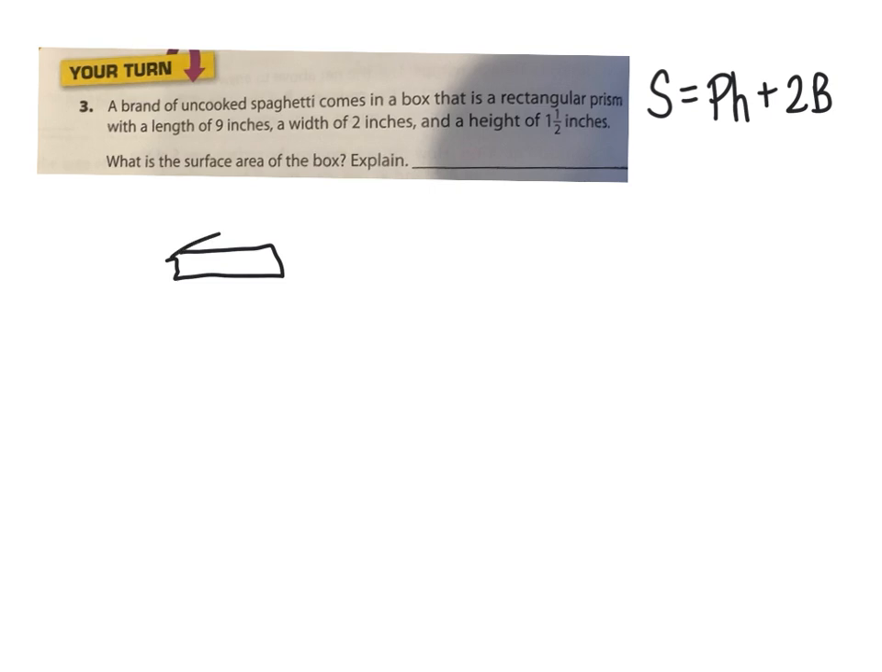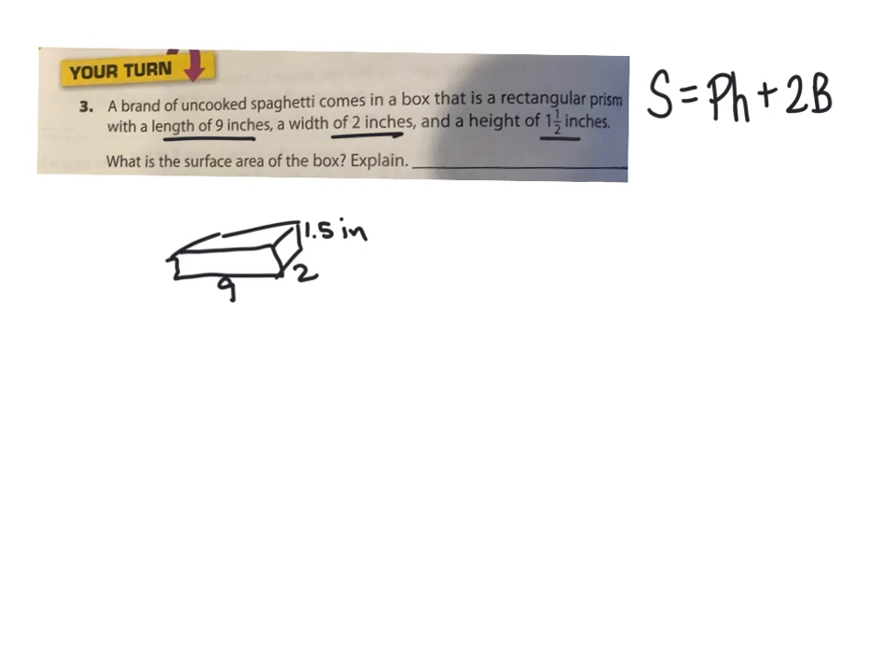So, rectangular prism, I'm going to draw that, sort of. It has a length of 9 inches, a width of 2 inches, and a height of 1.5. I'm going to make that 1.5 because I'll probably be using my calculator to do the calculations quickly. And if you're in my class, you're welcome to use a calculator on these, so your addition and multiplication calculations can be done very quickly.